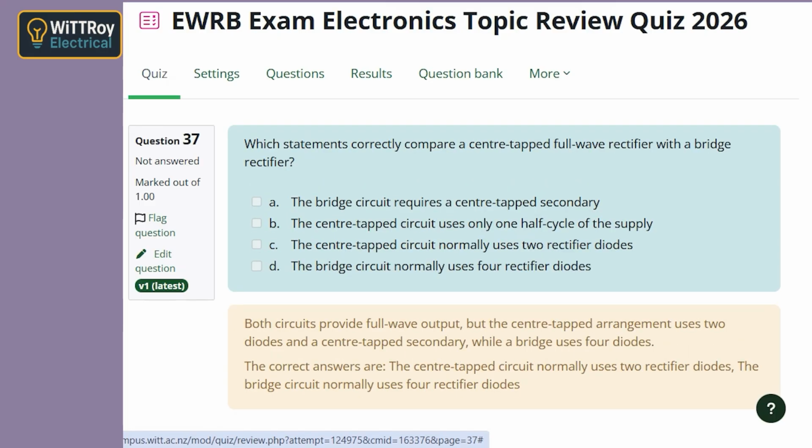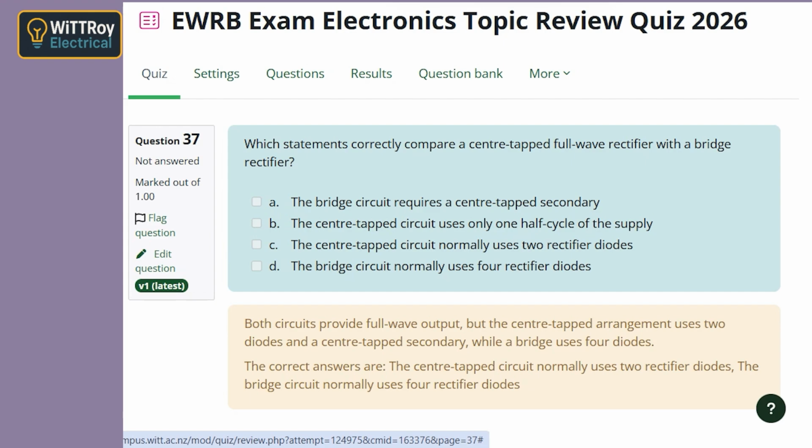Question 37. Which statements correctly compare a center-tapped full-wave rectifier with a bridge rectifier? I selected the center tap circuit normally uses 2 rectifier diodes. That one is correct. Both circuits provide full-wave output, but the center-tapped arrangement uses 2 diodes and a center-tapped secondary, while a bridge uses 4 diodes.